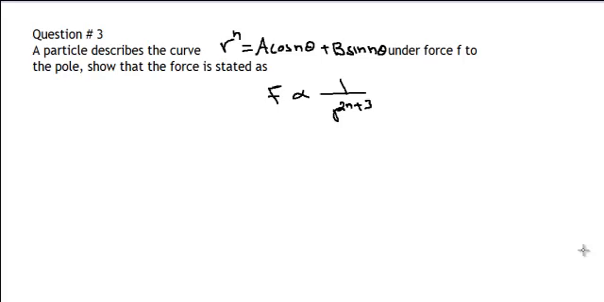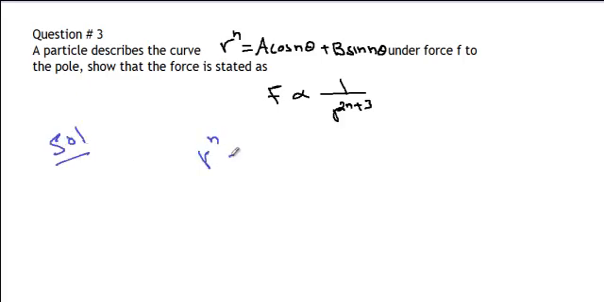A particle describes the curve r^n = a cos nθ + b sin nθ and force F to the pole. We have to show that the force is stated as F is proportional to 1 over r^(2n+3). So let's solve this question.